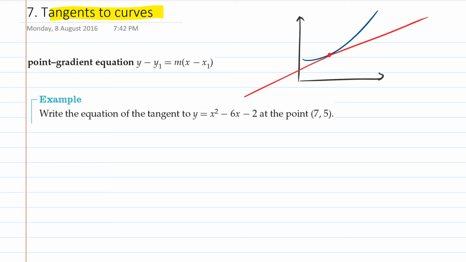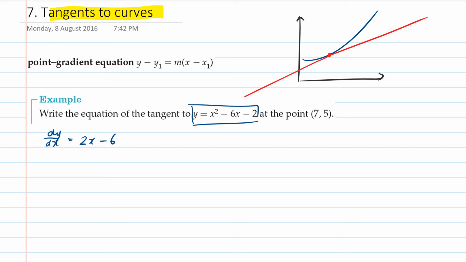same gradient as the curve at that point, which means that our first step to finding a tangent is to differentiate. So we're going to take that function and differentiate it. So dy by dx equals 2x minus 6.